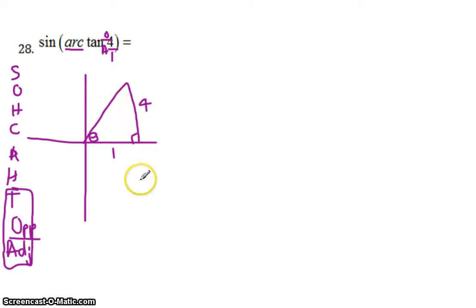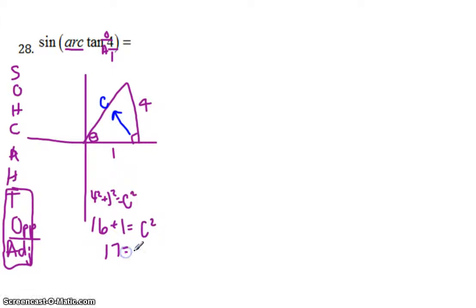For that I have to use the Pythagorean theorem. Some of you are still messing this up. Remember, across from my right angle is my hypotenuse, and it is always my C. That is where you guys make mistakes. So I'm going to have 4 squared plus 1 squared equals C squared. I get 16 plus 1 is going to give me C squared, and that gives me 17 equals C squared.